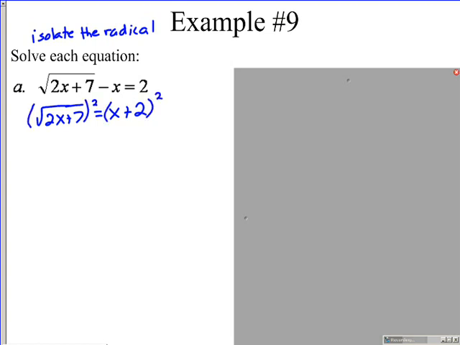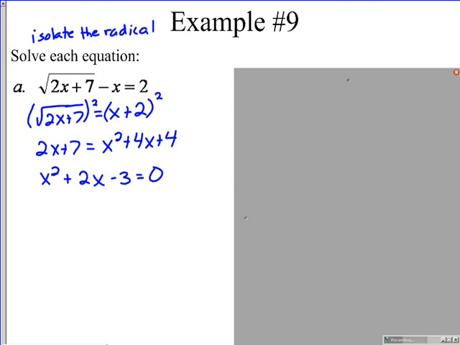So on the right side, I'm going to get a FOIL situation. When we square a square root, we just get what's underneath. But over here, I need to FOIL this out now. We get x squared plus 4x plus 4. We now have a quadratic equation. How do we solve a quadratic equation? Every time we get everything on one side, set equal to 0, factor, or use the quadratic formula. Subtract the 2x over. Subtract the 7 over.